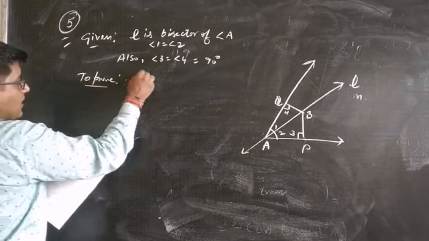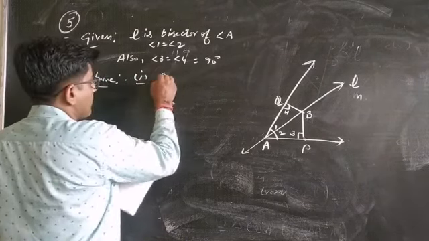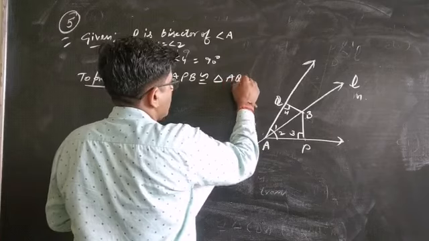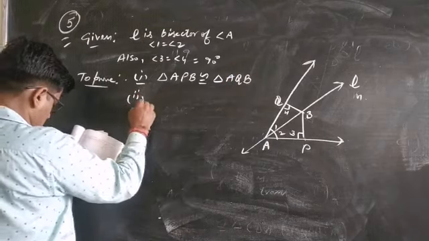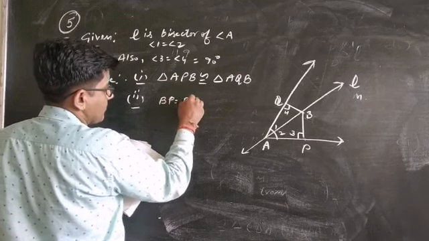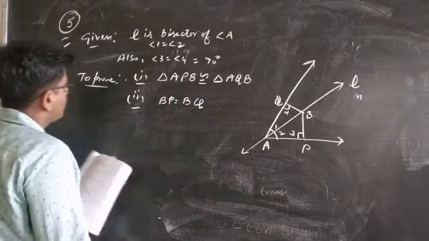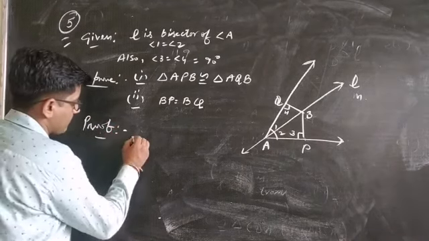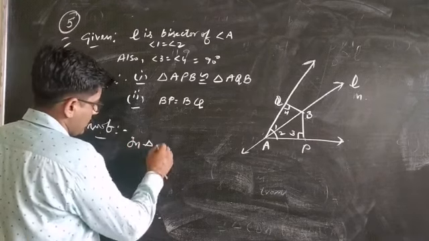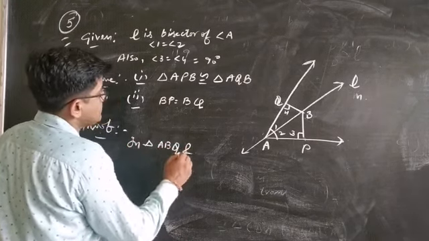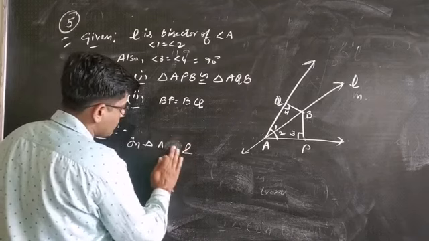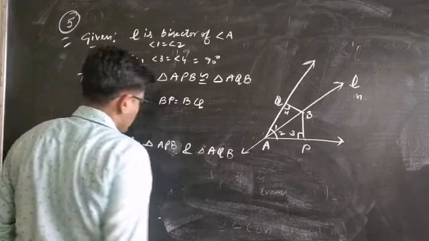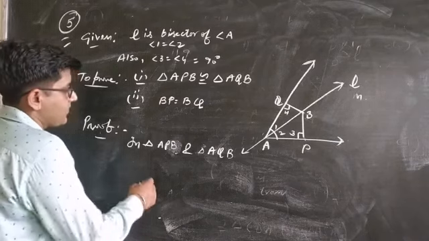We have to prove two parts. In the first part, triangle APD is congruent to triangle AQB, and in the second part, BP is equal to BQ. These two parts are to be proved here. So for the proof of the question, first of all we write in triangle ABP, or according to the question we can write ABP and triangle AQB.